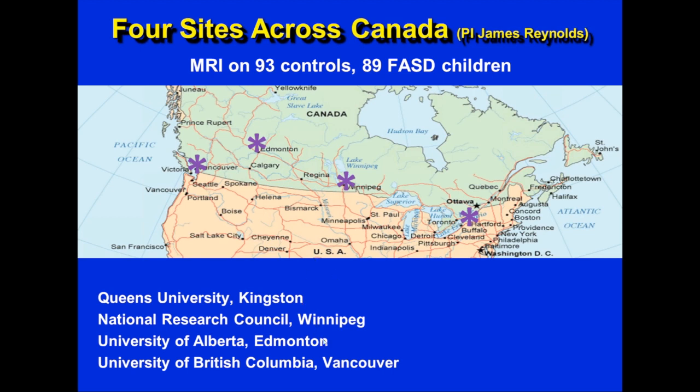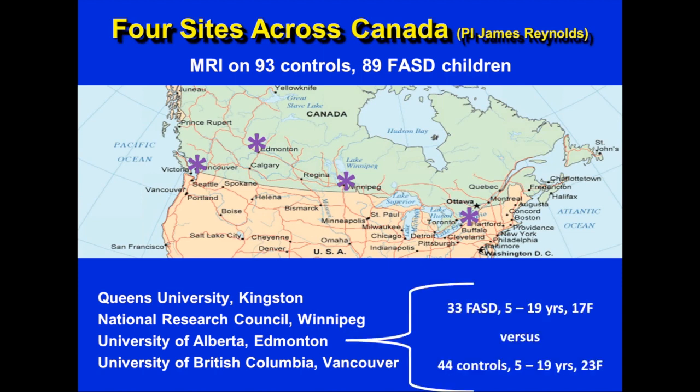Now, for those of you visiting from outside of Canada, this is a multi-site imaging study that takes place at four sites across Canada: the University of British Columbia, the University of Alberta, the University of Manitoba here in Winnipeg, and Queen's University here in Kingston. We recruited children across all four sites and got an MRI on 93 control subjects and 89 FASD children. So really a huge wealth of data, given that the largest published MRI studies on FASD have a maximum of around 60 or so subjects with FASD.